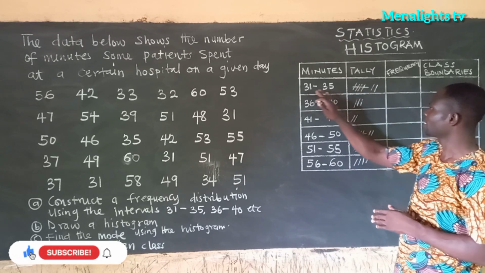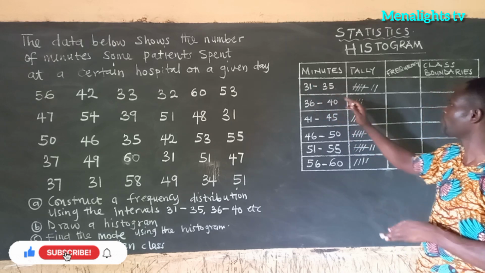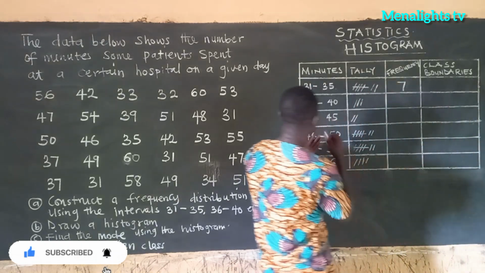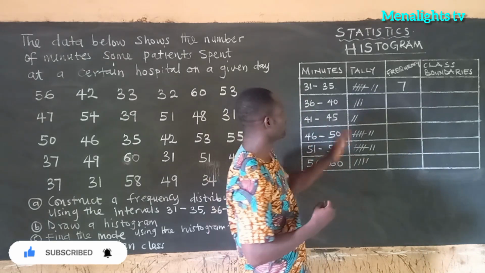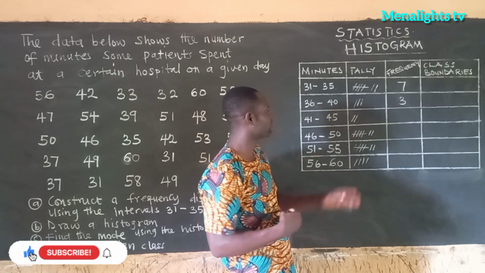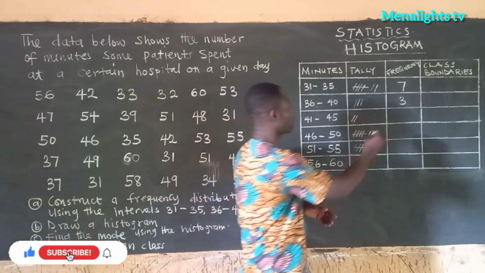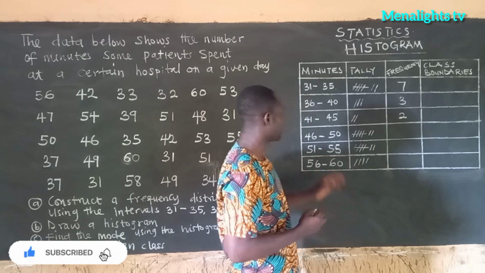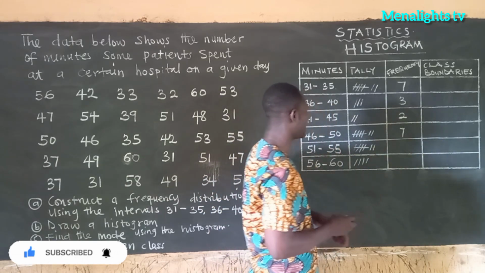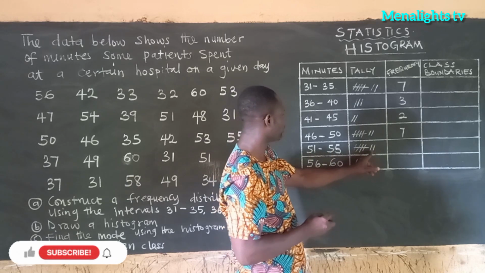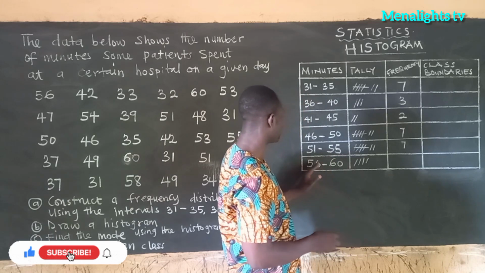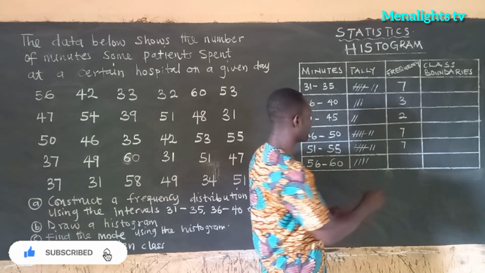So when you look at this, from 31 to 35 we have 7, so you put a 7 here. Then from 36 to 40 we have 3, so the 3 is here. Then 41 to 45 we have 2, so we have our 2 here as well. Then 46 to 50, that is 7, we have a 7 there. And from 51 to 55, that is 7, we have it there as well. Then 56 to 60, we have 4.